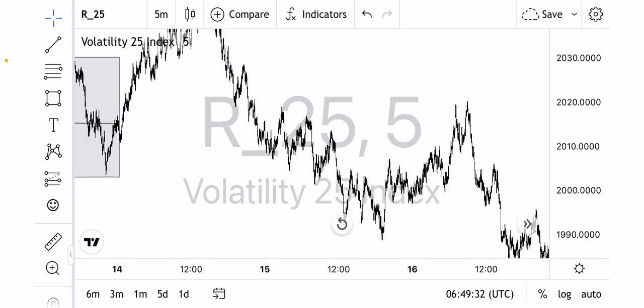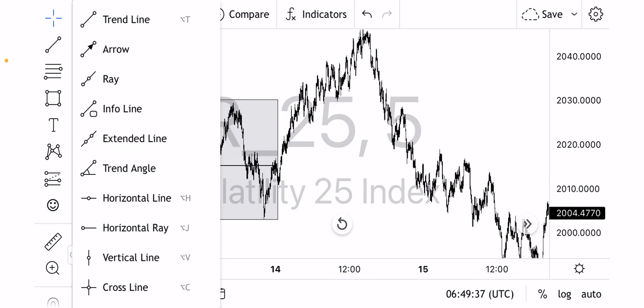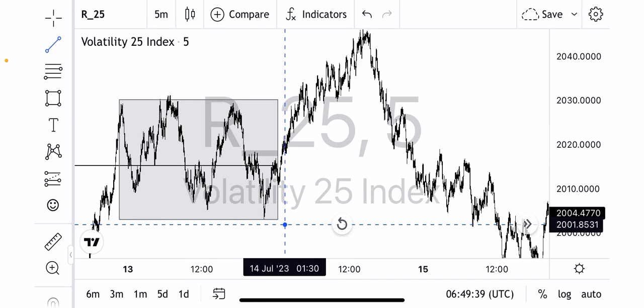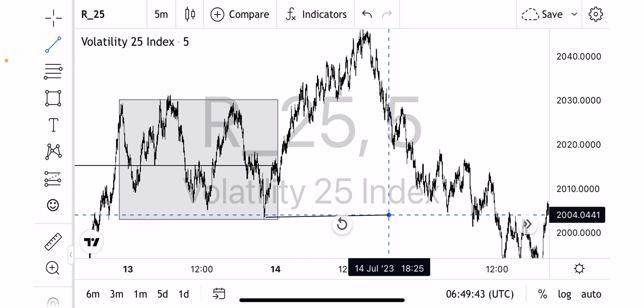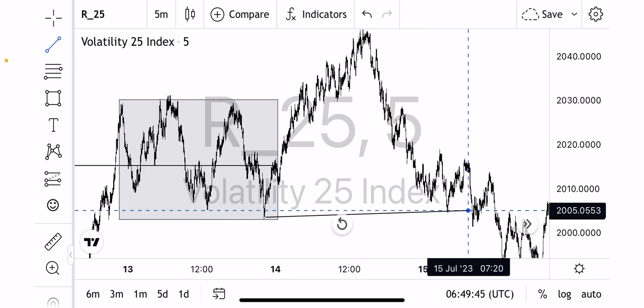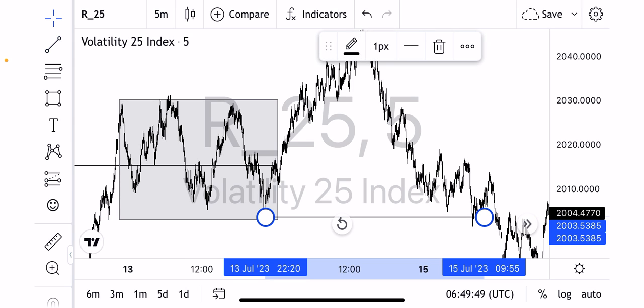So I'm going to explain to you. Now you can see the market took out this low, which is a total break of structure for me. It's the break of structure for me. So immediately we took out this low.